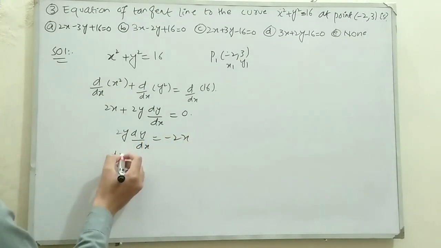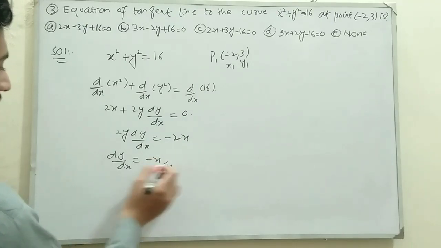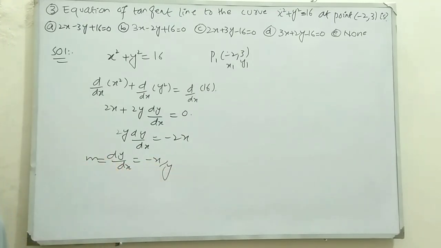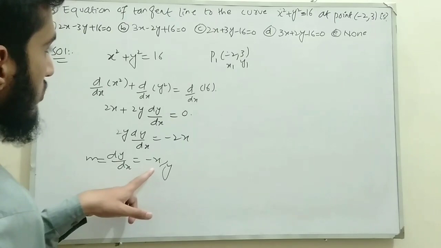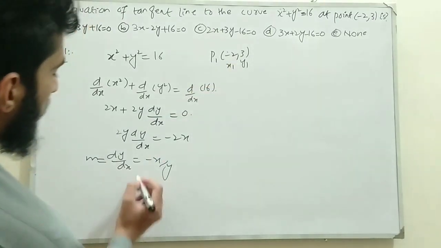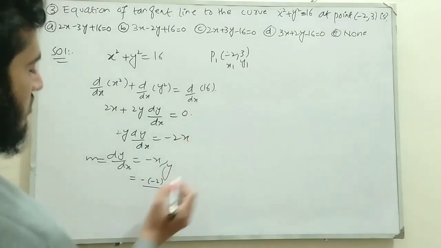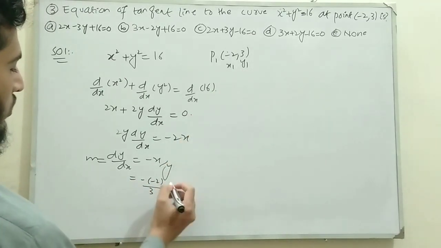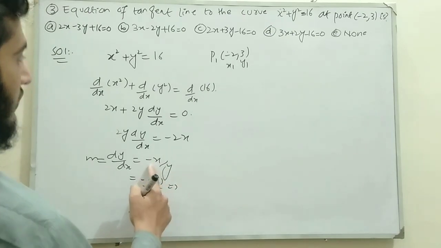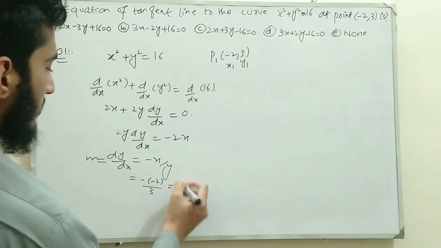So our whole derivative will become minus x divided by y. Let's suppose this is our given slope. How can we find the given slope? We will just put the value of x and y. Our x value is minus 2, so put minus 2 over here. It becomes minus times minus 2 divided by our y, which is 3. So it becomes 2 divided by 3. So our given slope is 2 by 3.